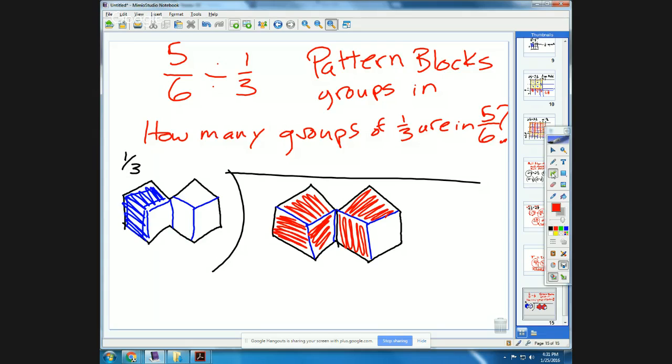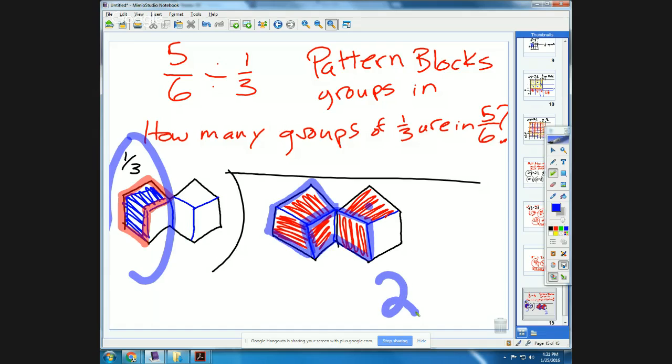So let's see. I'm looking for this guy right here, right? And if I go over to this side, well, there's 1, right? And then here is another. And then I've got that. So how many groups of 1/3 did I find? Well, I found 2 and that. How do I describe that given what I'm looking for? It's half of what I'm looking for, isn't it? It's just 1 out of the 2 rhombuses I need. Yeah, so it appears there are 2.5 thirds in 5/6.